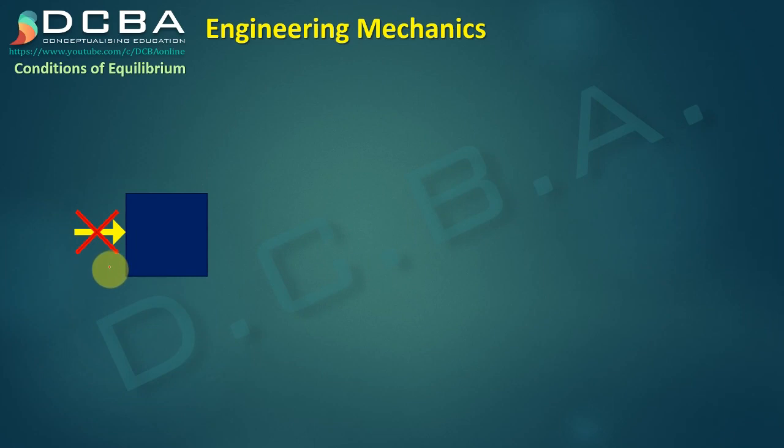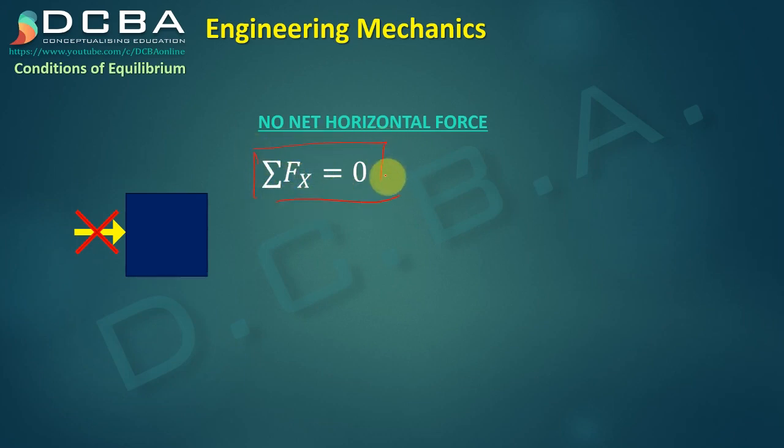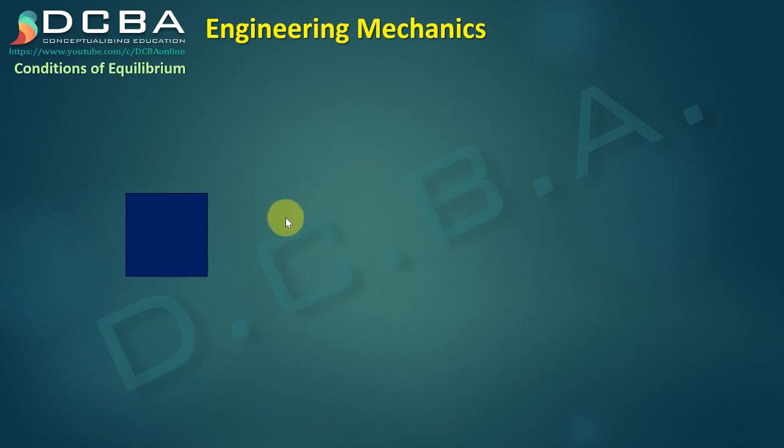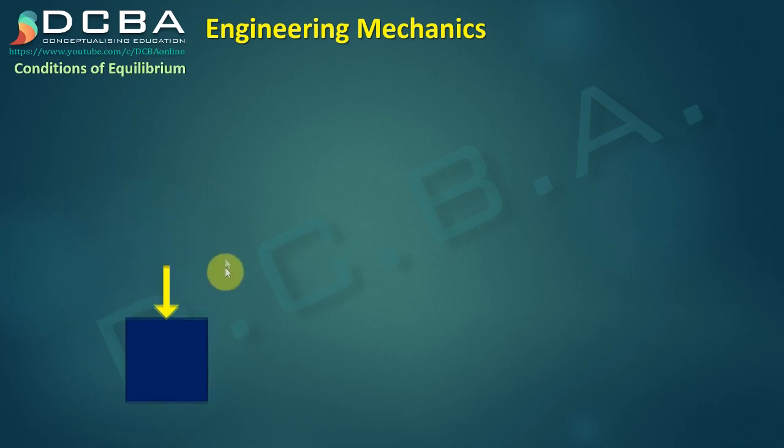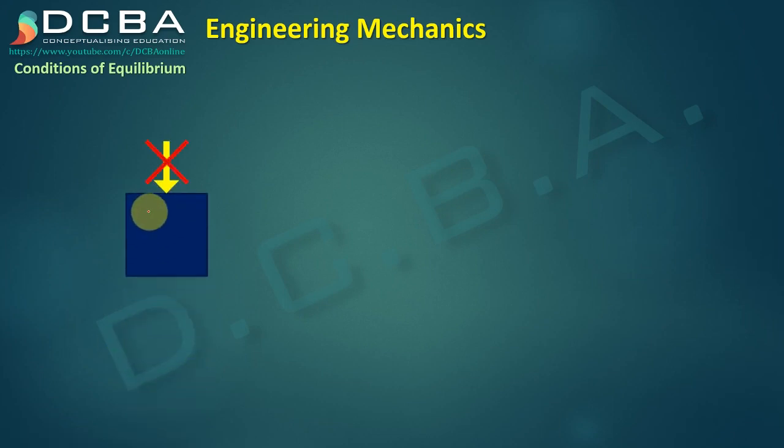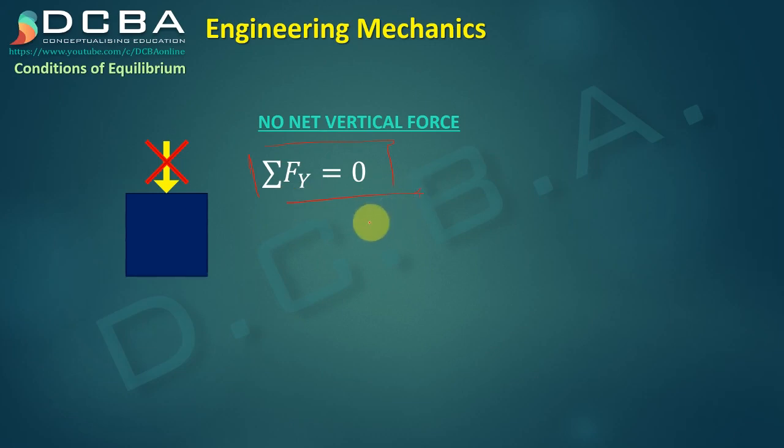So there cannot be a force which is causing a horizontal movement, therefore no net horizontal force, or we can say summation Fx equals to 0, that is summation of forces in the x direction all have to be 0. Okay, this is first condition of equilibrium. Second, if there is no horizontal movement, there cannot be a vertical movement also. If there is a vertical movement, it means that it is not under equilibrium. So no vertical movement also, right? So no net vertical force. Summation Fy equals to 0. This is another condition of equilibrium.